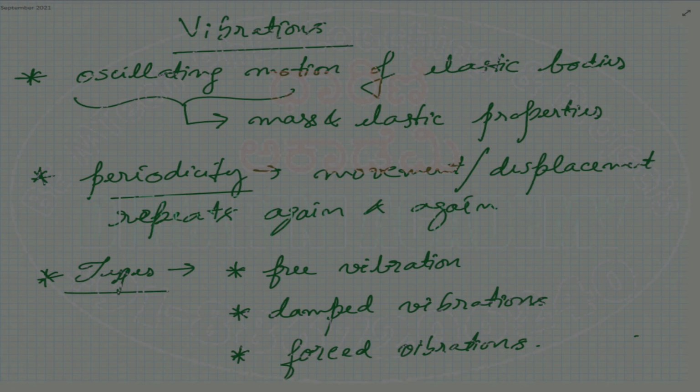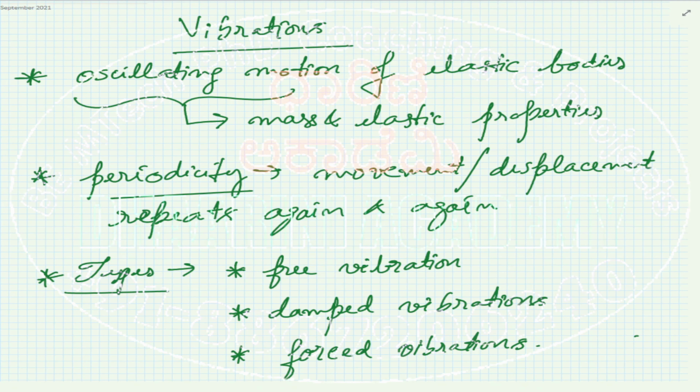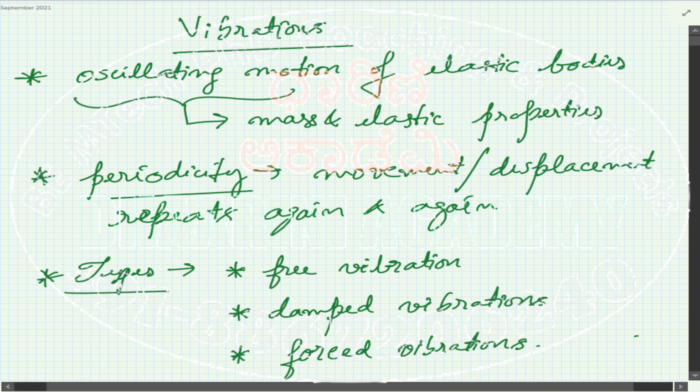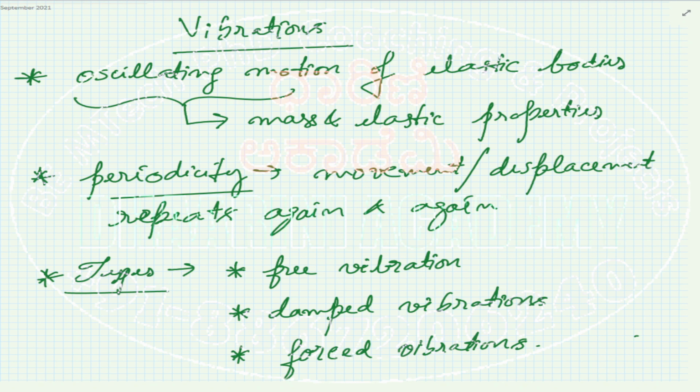So we have seen first that the vibrations are caused simply because of the mass and elastic property of objects or the particles. Then there is one very peculiar nature of these kinds of oscillatory motion. It is called periodicity. If we remember, periodicity is when the movement and the displacement of the object repeats again and again after a specific amount of time. That time is referred to as the periodicity, right?